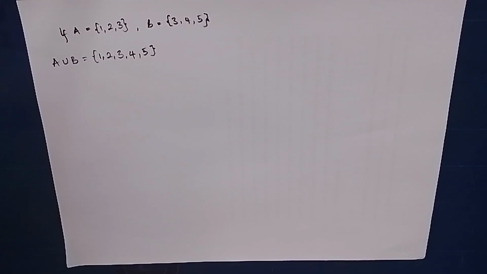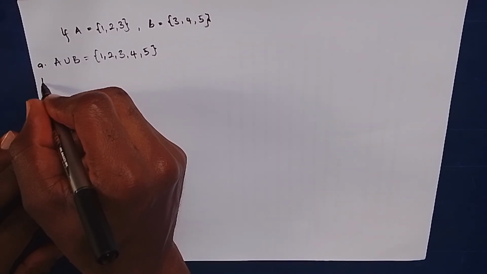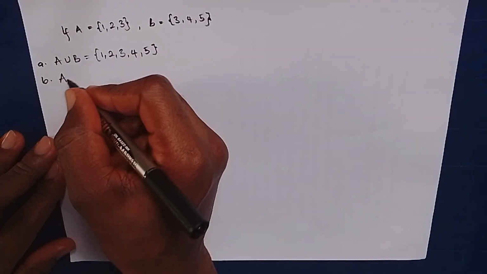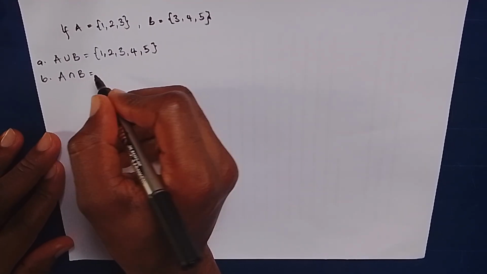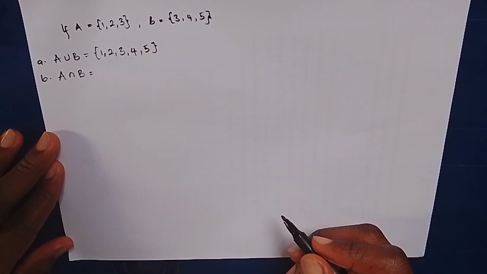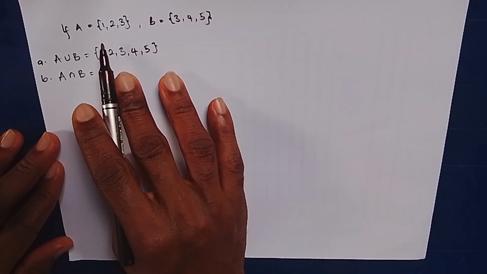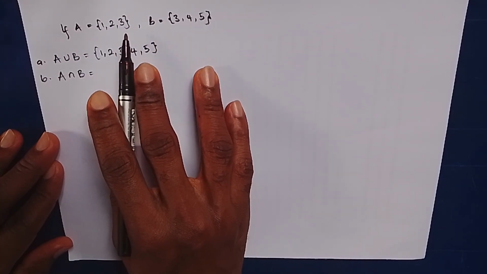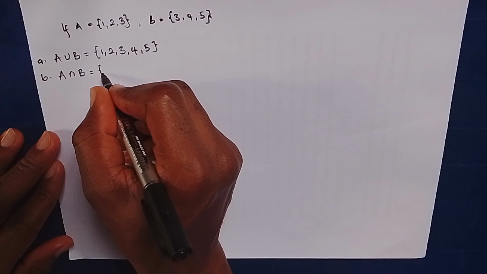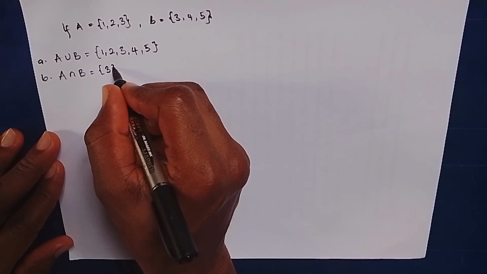Next, we'll move on to intersection of sets. The intersection of sets A and B is the set of elements common to both sets. Example, using this same example, A intersection B will be equal to, what elements do we have in common in set A and set B? The element number 3. So A intersection B is 3.